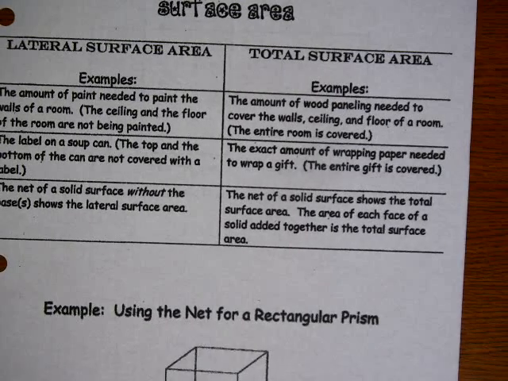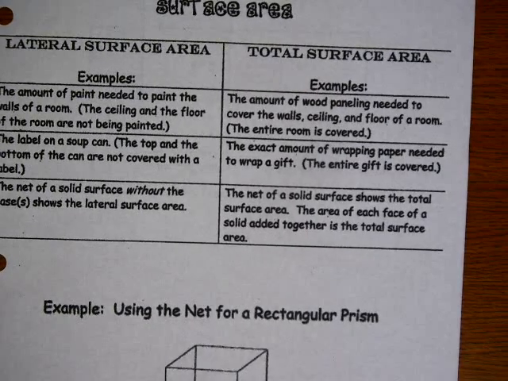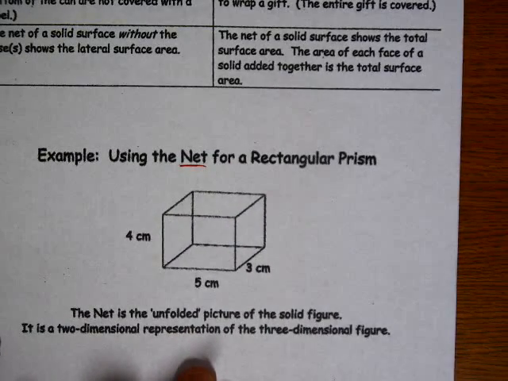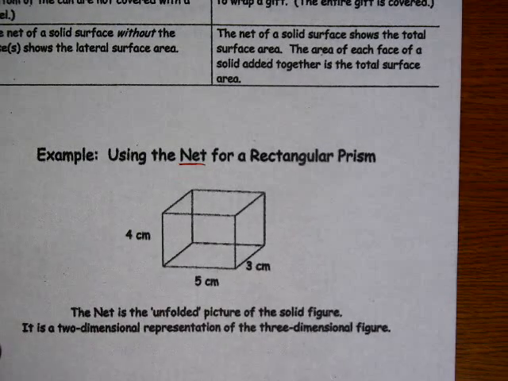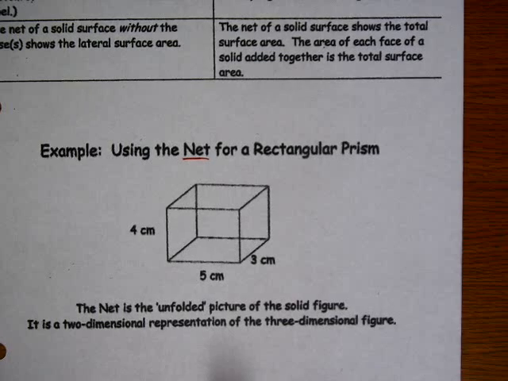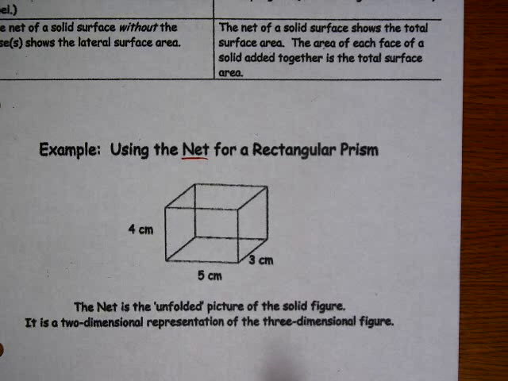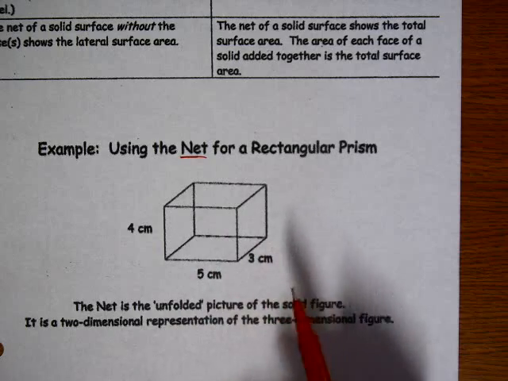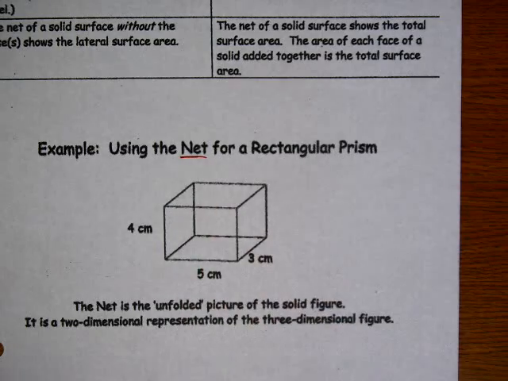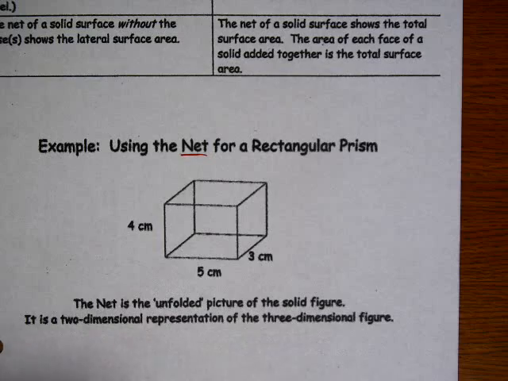We are going to, however, go over how to use the net for a rectangular prism, in this case, just to solve the total surface area and the lateral surface area. So first we're going to find the lateral surface area, which is the area of the rectangles that are going up from the bottom, and then we'll do total, which means we'll do basically the same thing, but we'll add those two bases.